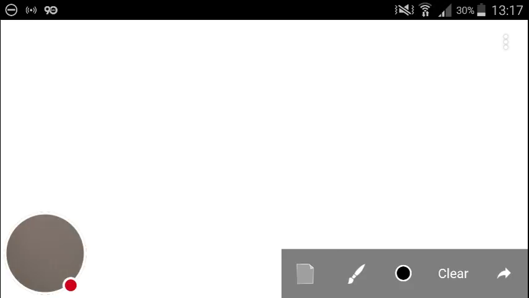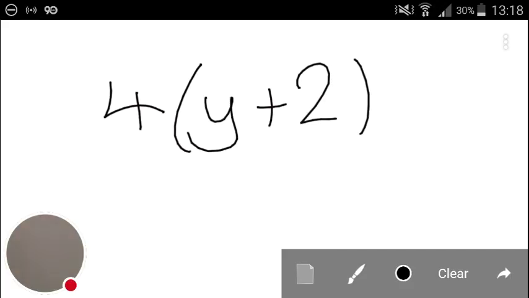We're going to look at expansion. Now, to start off with, we're going to look at expanding single brackets, and then we'll move on to expanding double brackets. We shall then move on to some of the more complex algebra topics that you're going to come across in the GCSE foundation paper. So first question, 4 bracket y plus 2.